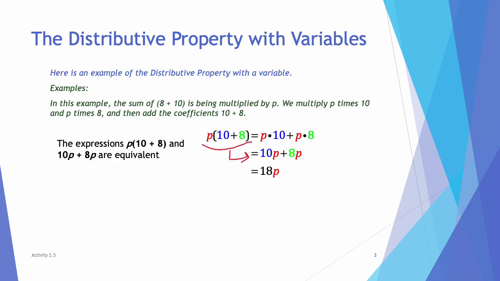Let's look at another example of the distributive property with variables. I want to multiply the sum of 8 plus 10 by the variable p. So we'll multiply p times 10 and then p times 8 and add those two together, and we would have 10p plus 8p equals 18p. You'll notice that I've underlined p times the sum of 10 plus 8 is the same thing as 10p plus 8p. Those are equivalent expressions.